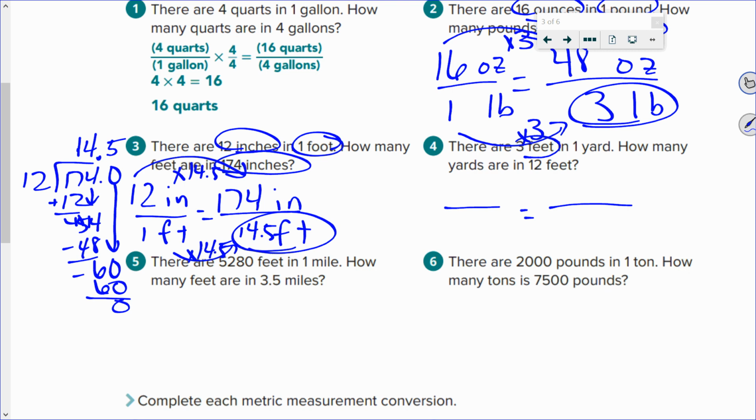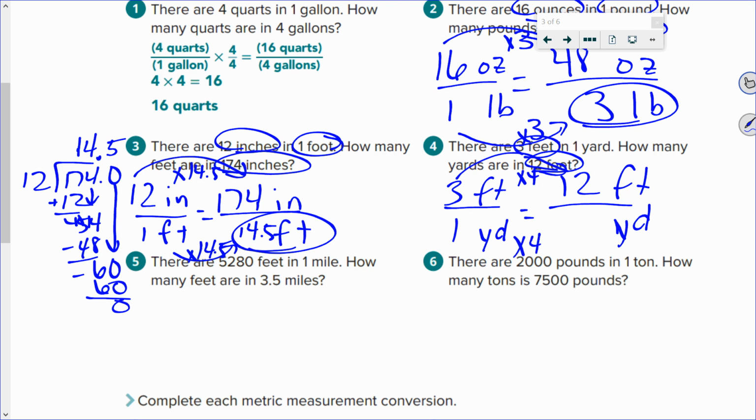Our next one, 3 feet, 1 yard. 3 feet, 1 yard. I immediately put my units down to make my life easy, because now I know 12 feet is going to go on top. That means I would times 4. So I go times 4 to give me 4 yards.